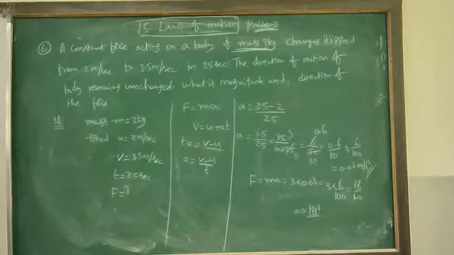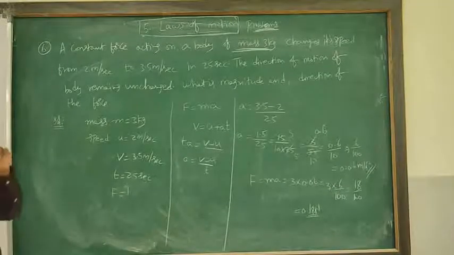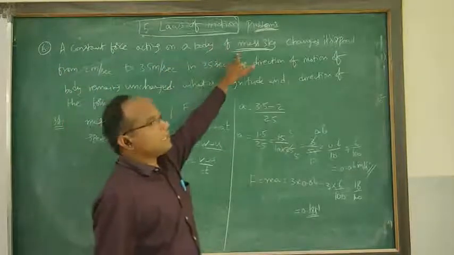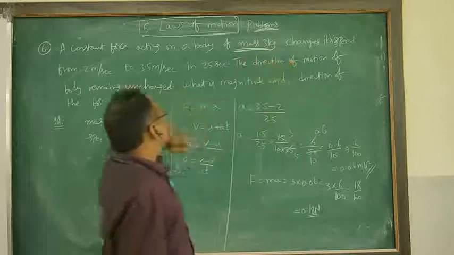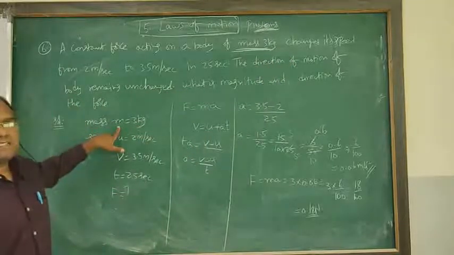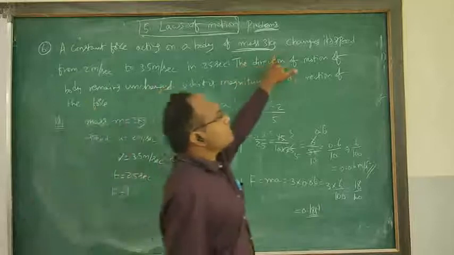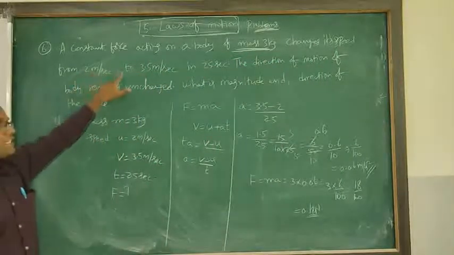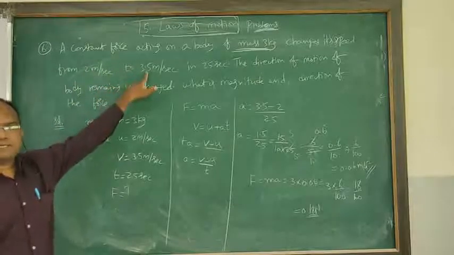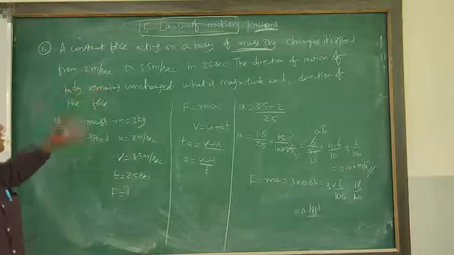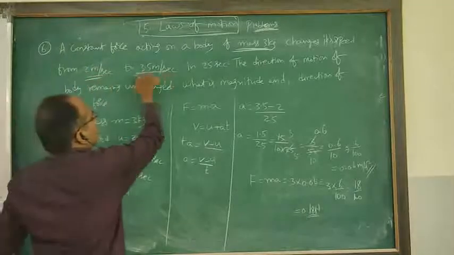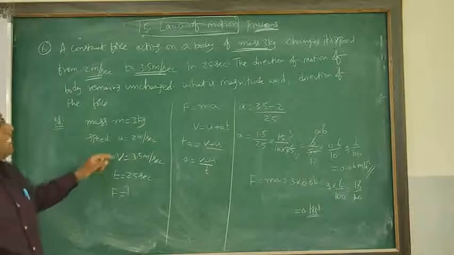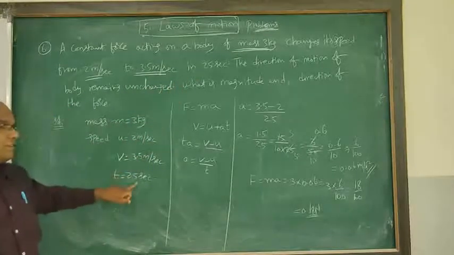Once again, a constant force acting on a body of mass 3 kilogram, so mass is given as 3 kilogram. It changes its speed from 2 meter per second to 3.5 meter per second. So this is the initial speed and this is the final speed, u and v, and in 25 seconds, t is equal to 25 seconds.